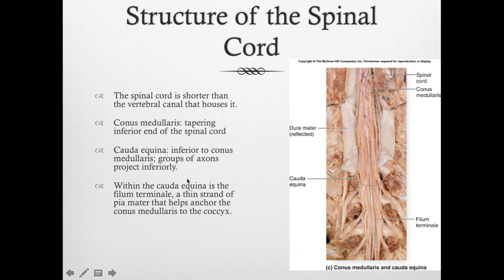Now, within the cauda equina, within this horsetail-like structure, is a single slightly different colored structure. It's almost a little bit whiter or grayer here. This is called the filum terminale. And the filum terminale itself is simply a thin strand of pia mater. So it's an extension of that pia mater that we've talked about in the brain, one of those meninges. And this is actually the anchor. This anchors the conus medullaris to the coccyx at the very base of the vertebral column.